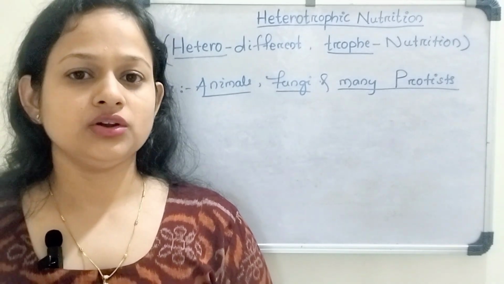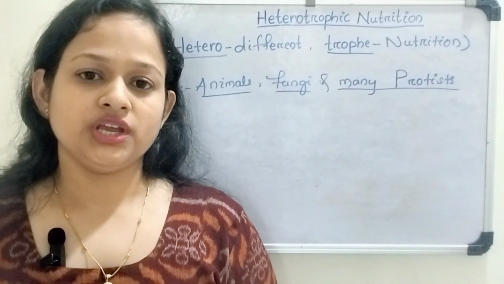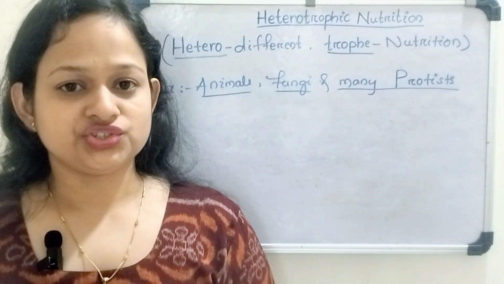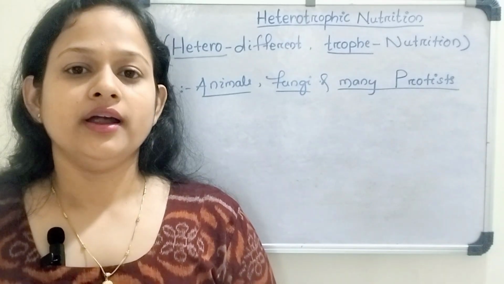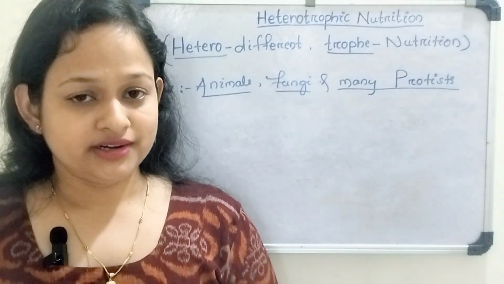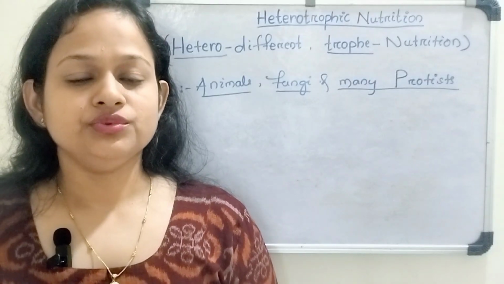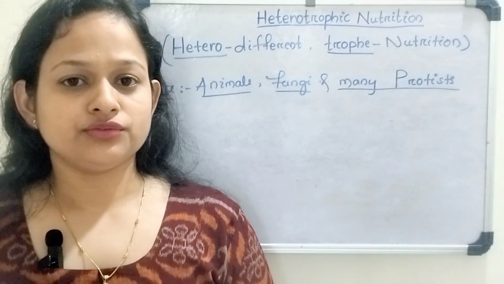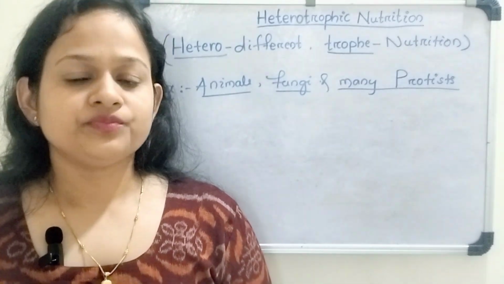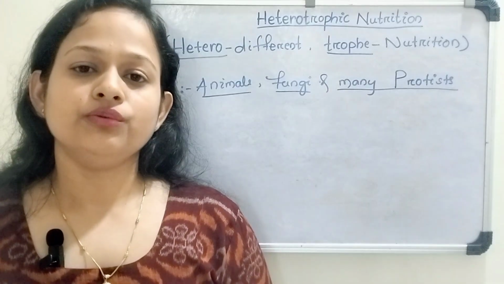As heterotrophic organisms are unable to prepare their own food, they have to depend upon other plants and animals for their nutritional requirement. And the organic complex food that they take in has to be broken down into smaller forms by the process of digestion. So different heterotrophs adopt different types of strategies to obtain their food.